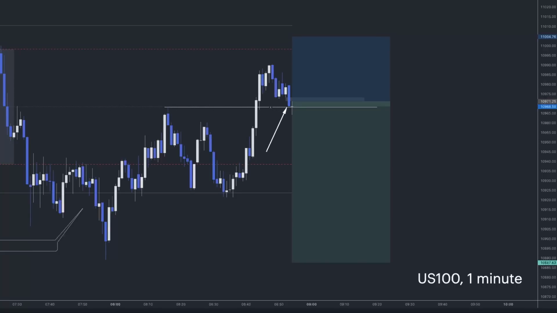Breaks this low and leaves a little tiny gap here. Obviously, it's subtle. Maybe you don't want to put your stop right here.